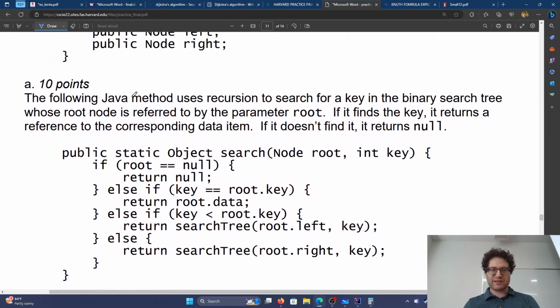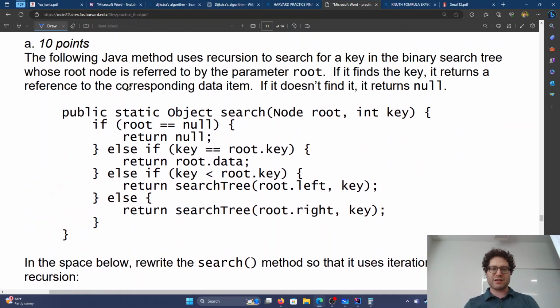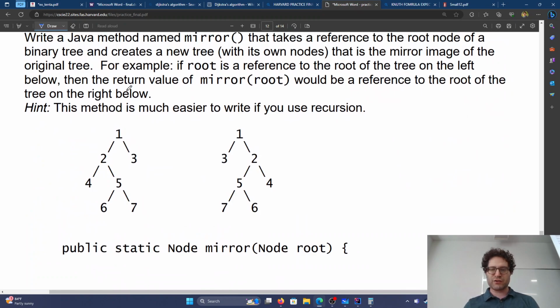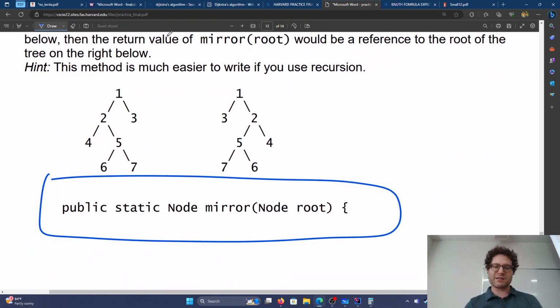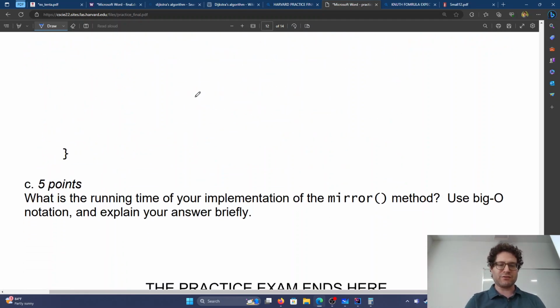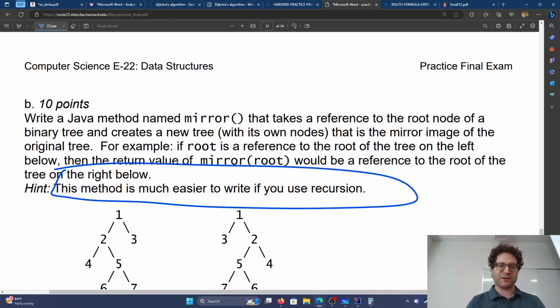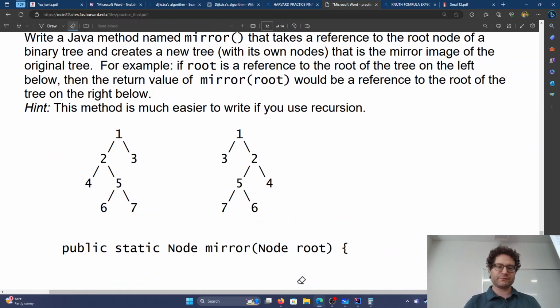All right, here it's asking you to rewrite the search so that it uses iteration instead of recursion. Not too useful. More useful is this problem, which is much easier if you use recursion. Hint: much easier if you use recursion. So what in the world is this method that we want to write? Because it's a good one.